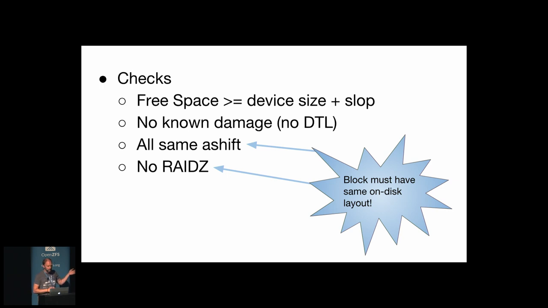And then lastly, the blocks have to have the same on-disk layout. What that means is that all the devices have to have the same ashift, and unfortunately, you cannot have any RAID-Z. I'll get to some maybe future work there later, but for right now, it works with plain disks, it works with mirrors, it does not work with RAID-Z.